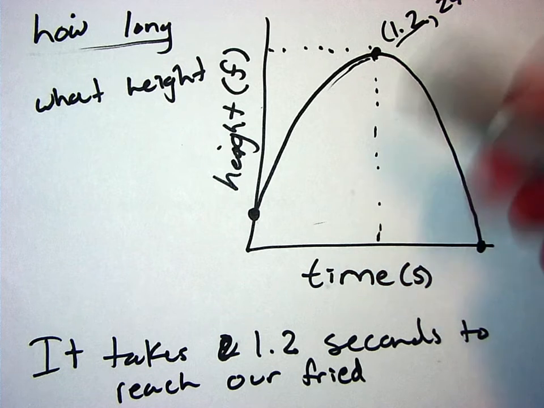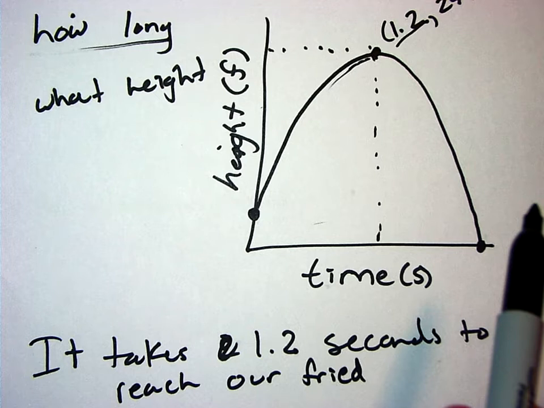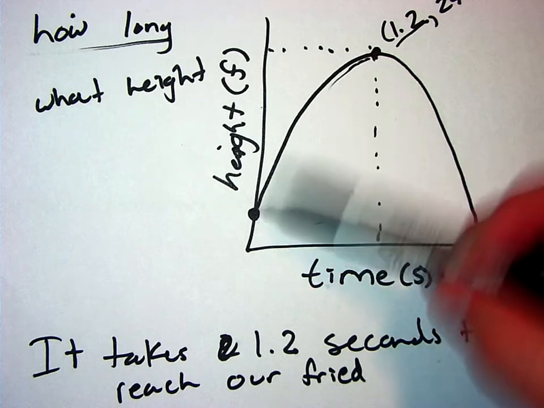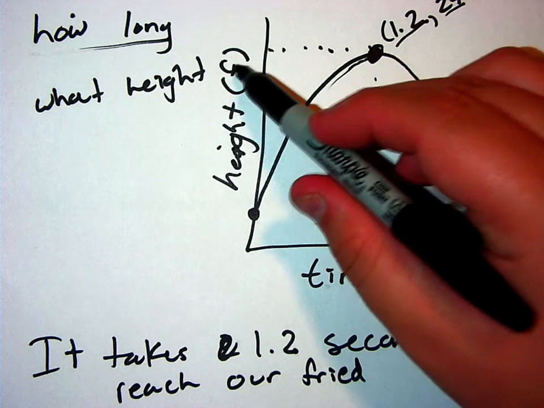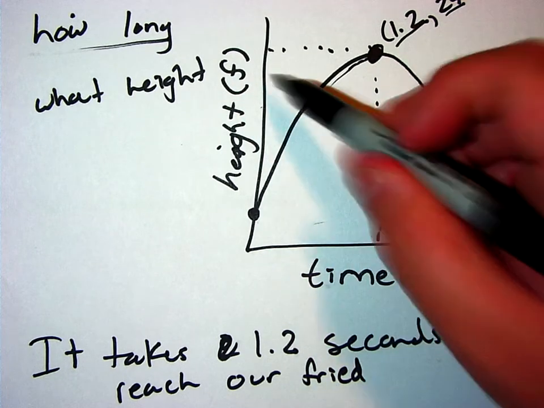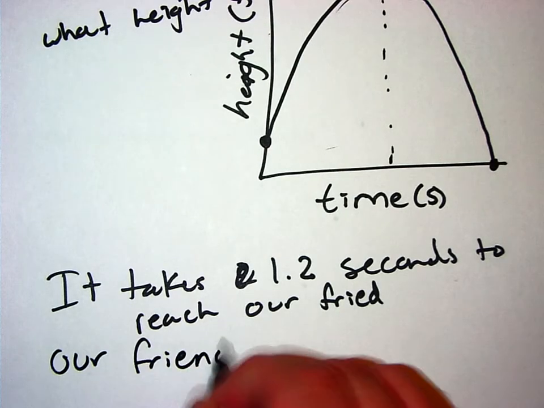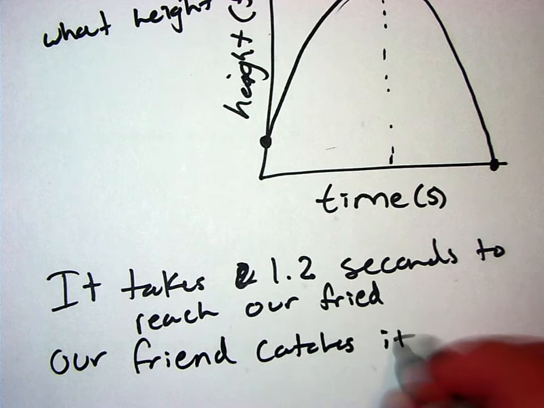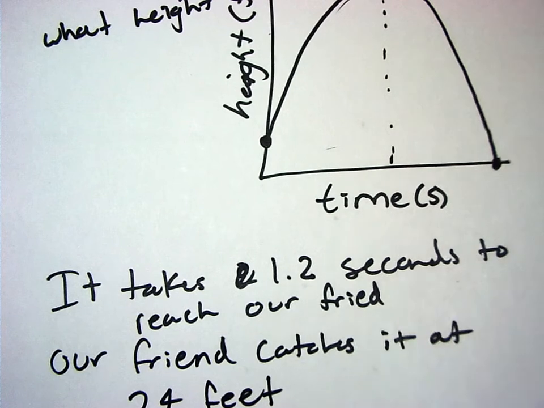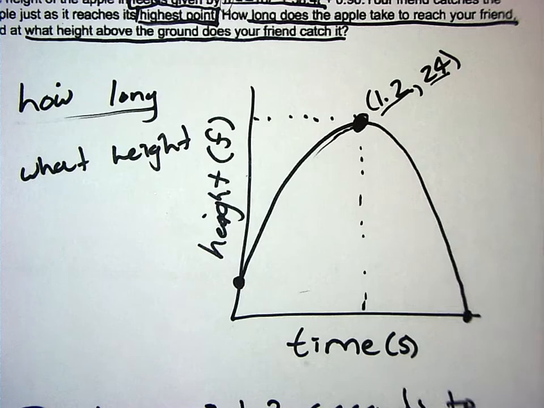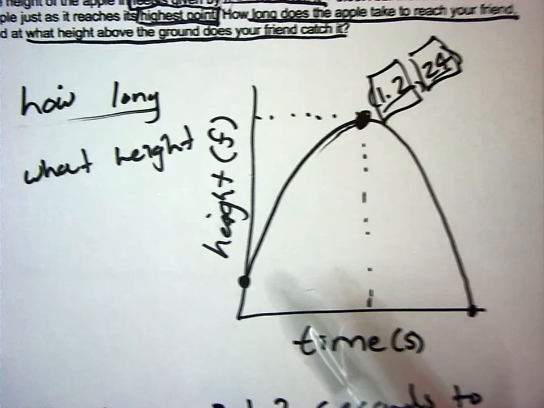Okay. The next question is, at what height does your friend catch it? And remember, it says our friend catches it up here at the highest point. How high is that? Well, that's my y value, okay? That's the feet over here, the height. All right, so our friend catches it at 24 feet. Right there, 24 feet and 1.2 seconds. So it's really interpreting what this thing means.